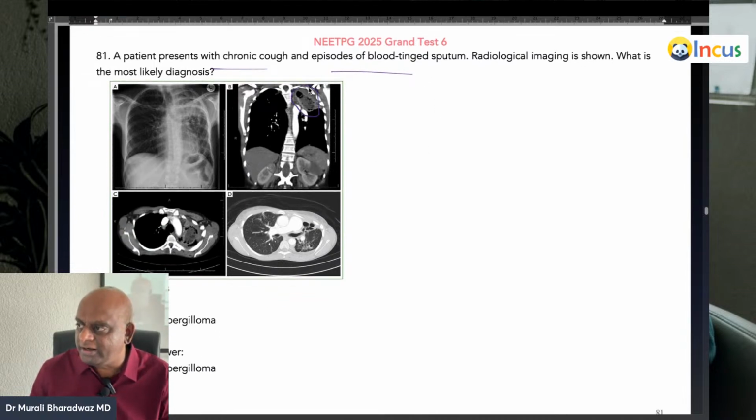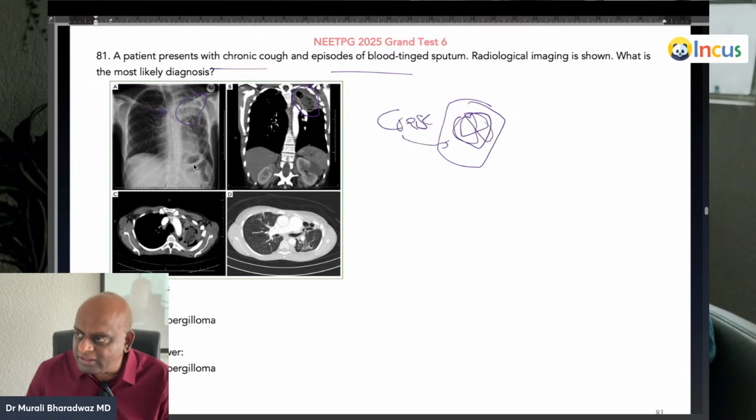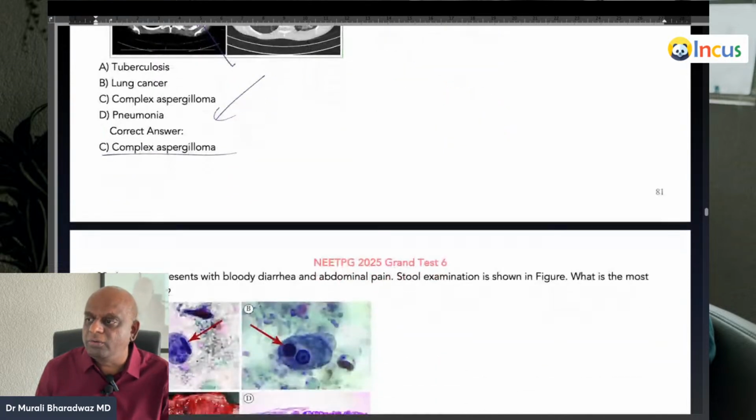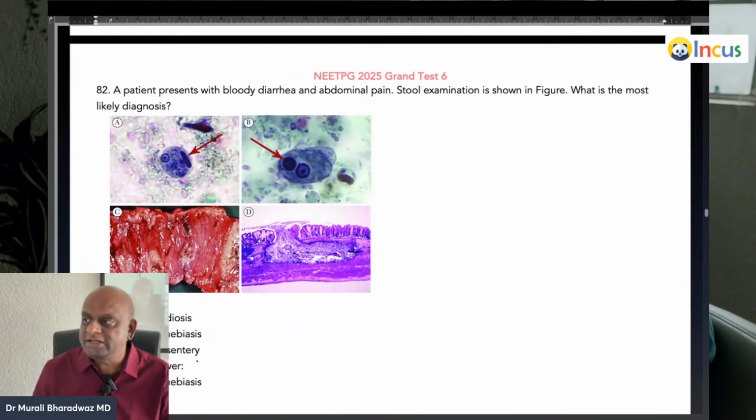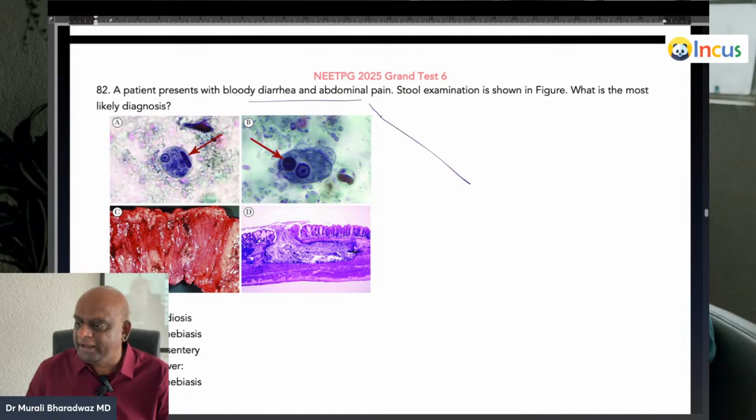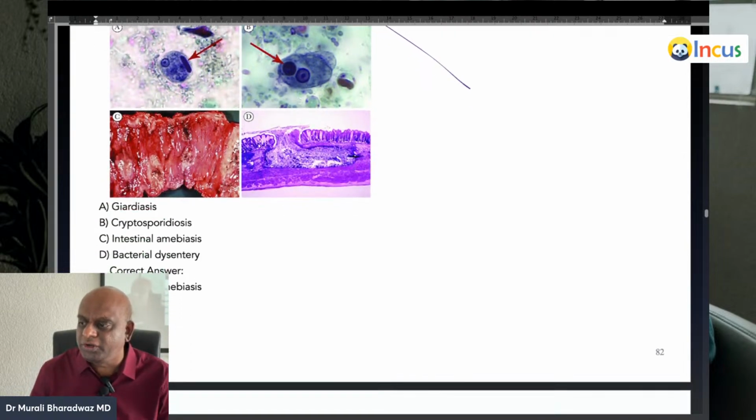There's a chronic cough with episodes of blood-tinged sputum, and an imaging has been done. So what is this, doctor? Cavity with a fungal ball. And in that you will see a crescent sign. A fungal ball will be there with the air shadow. In this, there are air spaces. Crescent sign, which is typical of aspergilloma.